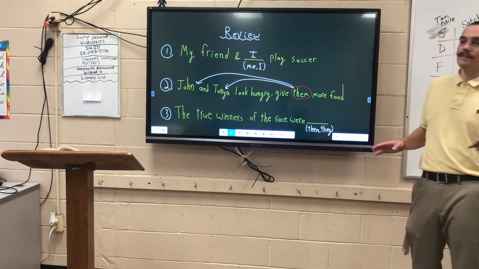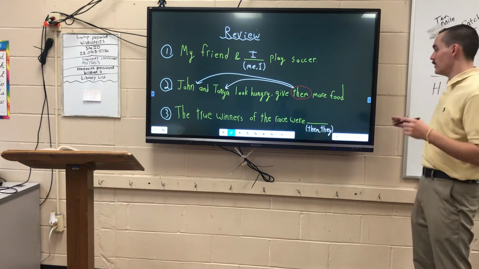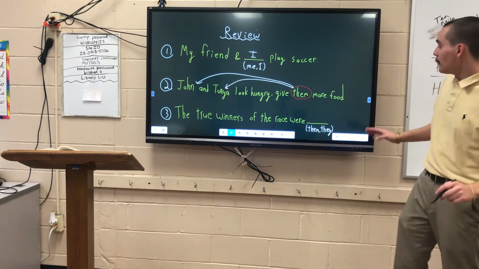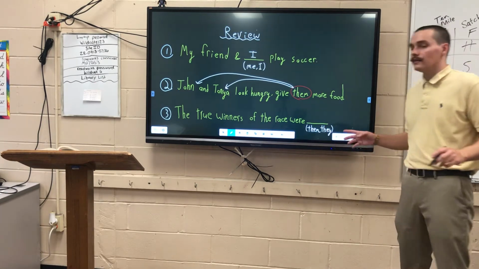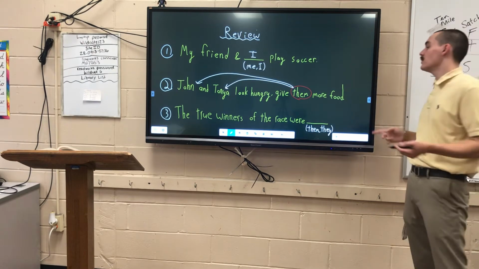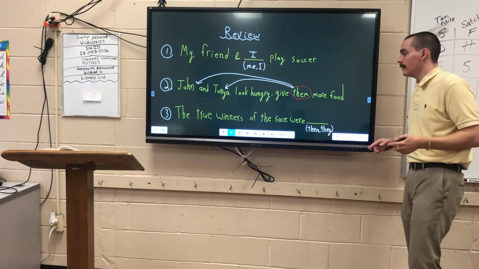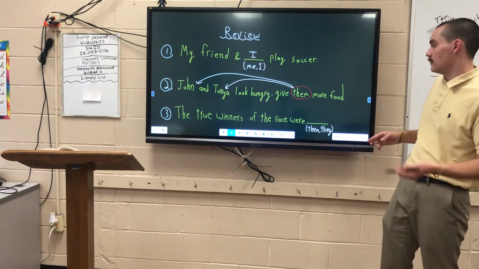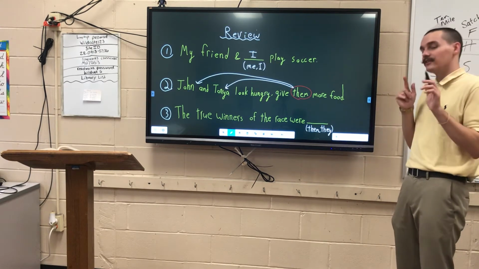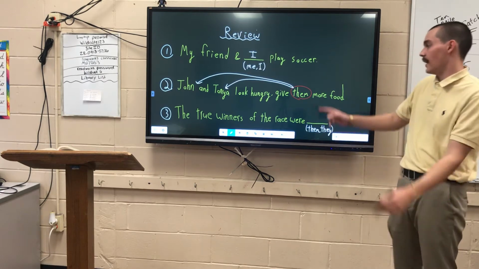Now this one is a little weird. You have to pick between them and they, and this isn't like number 1, where you can just find where the verb is and where the pronoun is, and then match them up. You can't really do that, but I still have a way that you can figure this out.